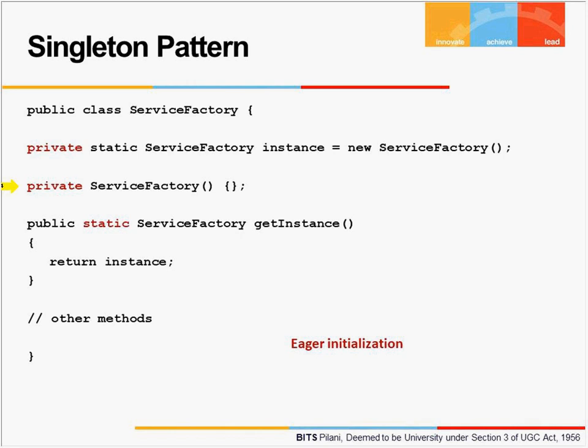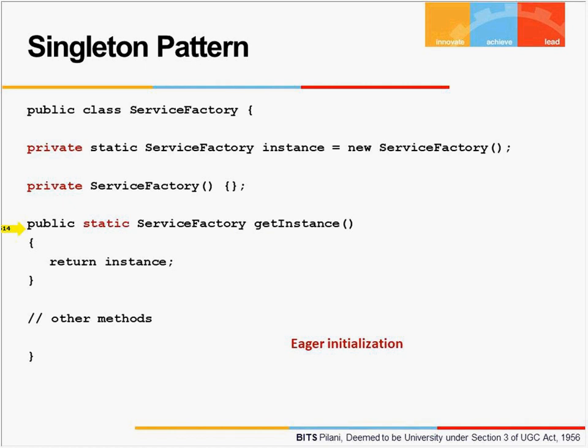The second thing we did was to create an instance of the same class which is static and private, right? So again, this particular instance cannot be accessed outside. This instance can be accessed outside only through a call to the getInstance method, which is also static, right?